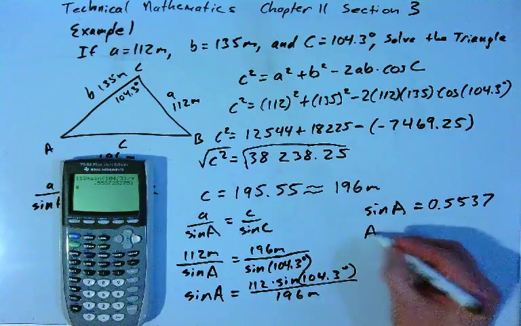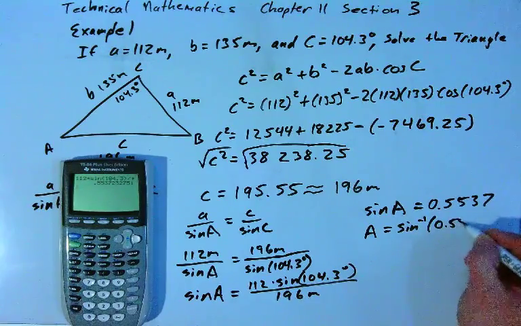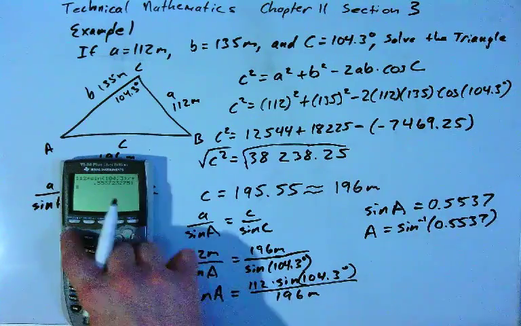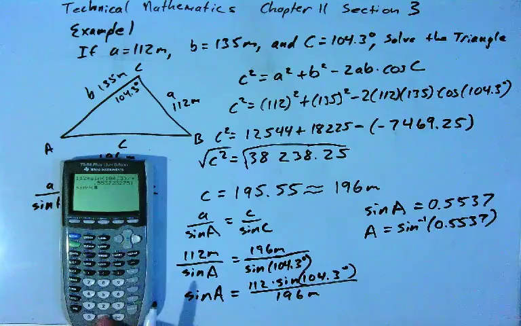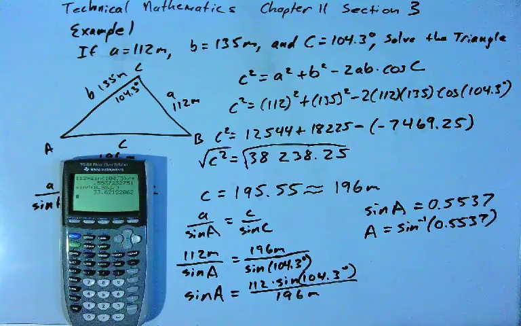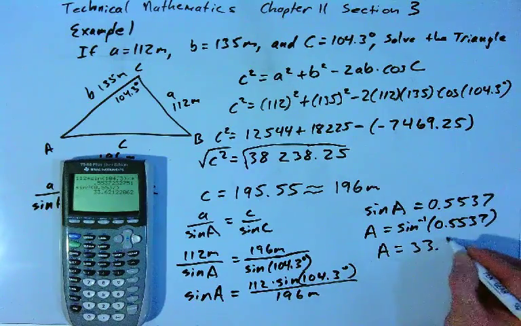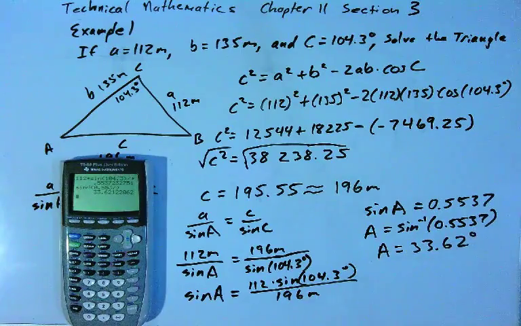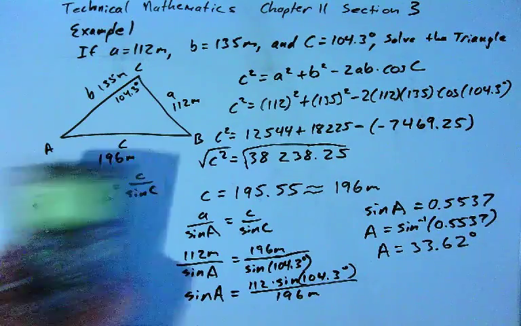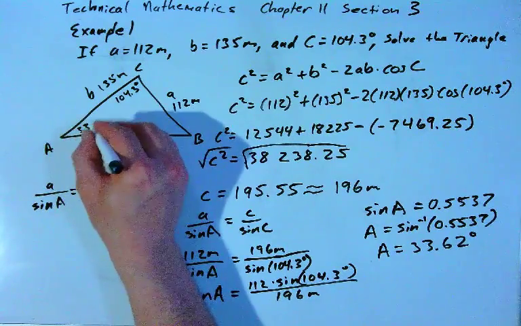0.5537. Now I can take the inverse sine of both sides. So the inverse sine of 0.5537 is 33.62 degrees. And so now I know angle A. Angle A is 33.62 degrees.